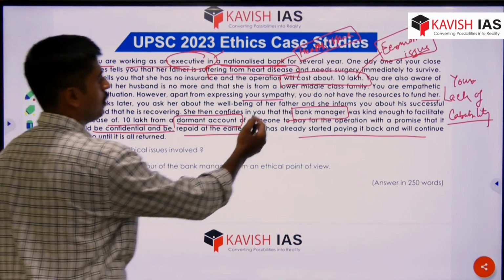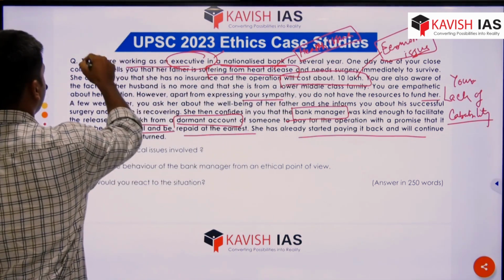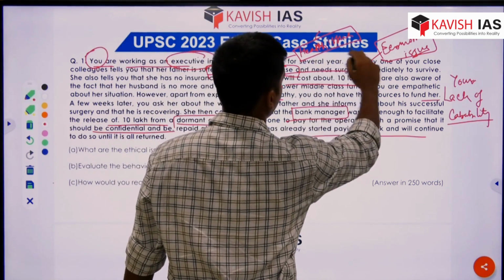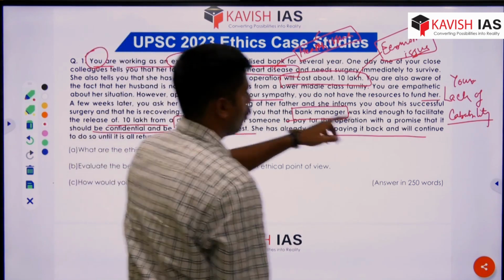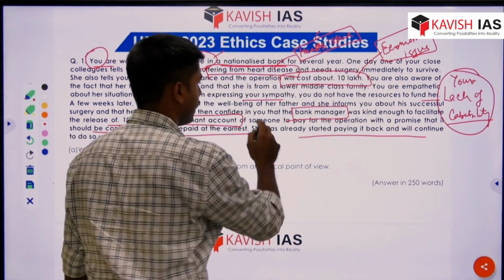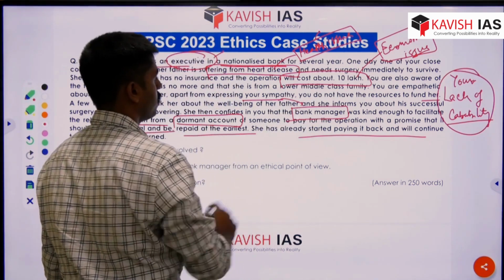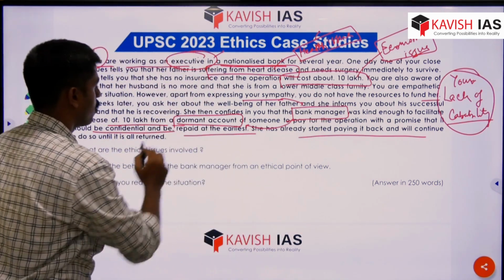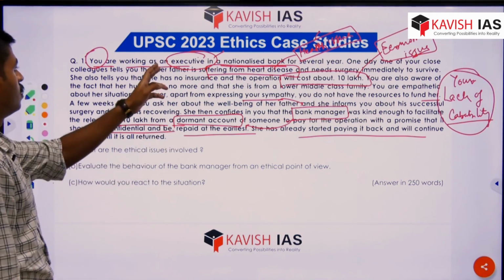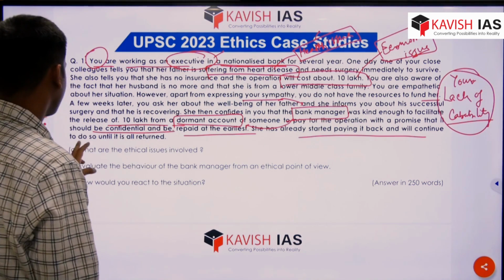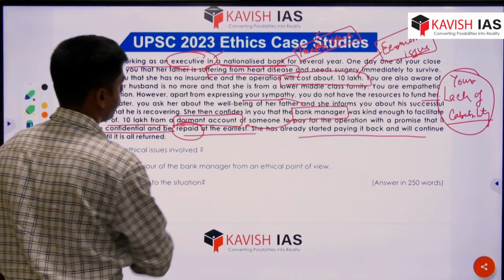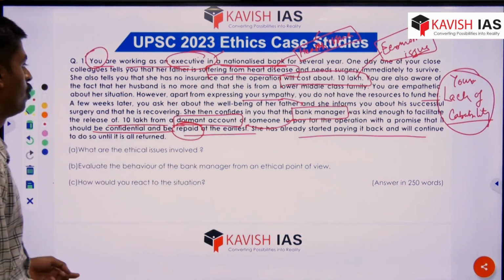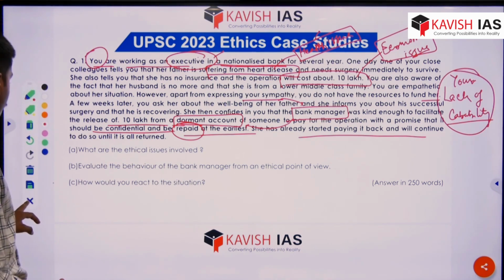Okay, so we have seen what role we have been assigned, then what the issue is, how health issue, then economic issue, then lack of capability of helping her, then how the entry of the bank manager happens and how he facilitates this financial support by transferring from a dormant account to the colleague of the executive, and then she also starts repaying it. Okay, so these are the facets, these are the aspects of this case study. So the first question that comes here is, what are the ethical issues involved?